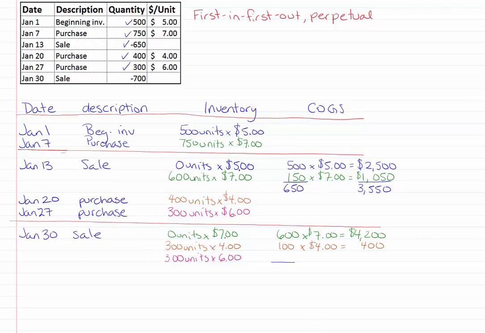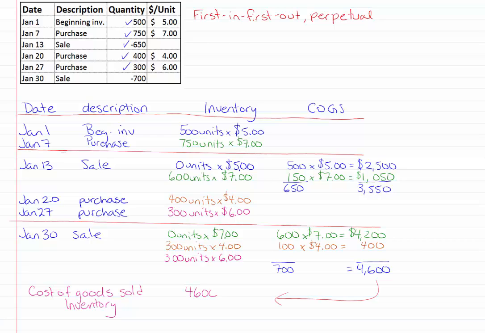I'm going to do a quick check that our total cost of goods sold is for a total of 700 units, which is what our sale was for, and our total cost was $4,600. So again, if I was making a journal entry for this transaction, for my sale, I would debit accounts receivable, credit sales revenue for the total amount that we were charging the customer. And then I would make my second journal entry, debiting cost of goods sold and crediting inventory for this $4,600.